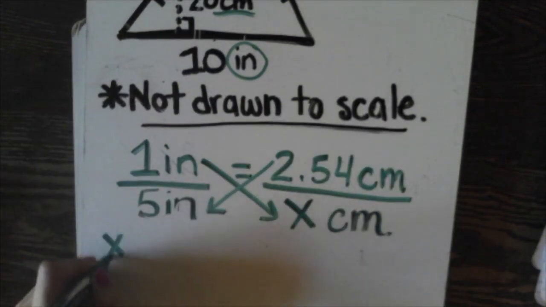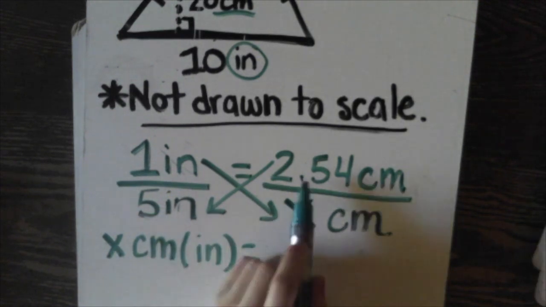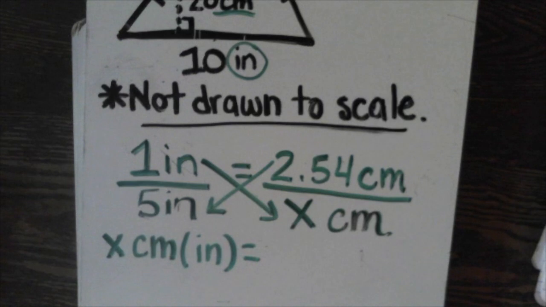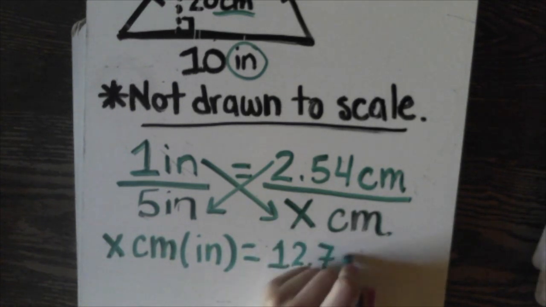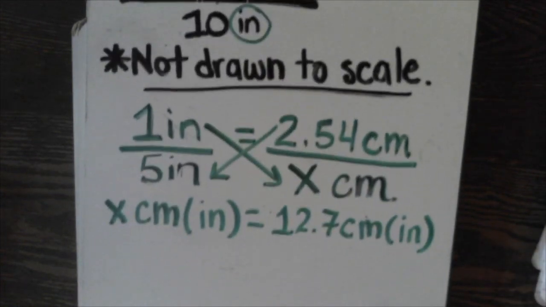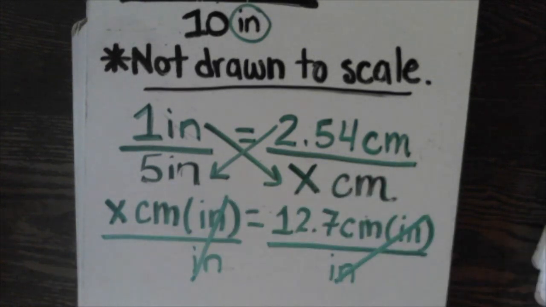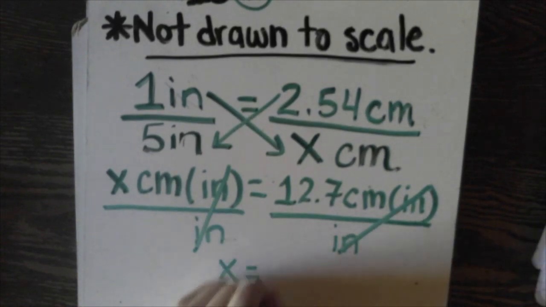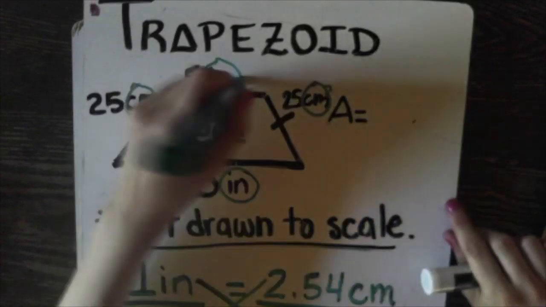1 inch times x centimeters is x centimeters times inches. You do not have to have your units, but you can. And 2.54 centimeters times 5 inches is 12.7 centimeters times inches. Now to remove the inches, because we want our answer in centimeters, we can divide and cancel them out, leaving us with x in centimeters is equal to 12.7 centimeters. And that is our base 1. So we can replace 5 with 12.7.